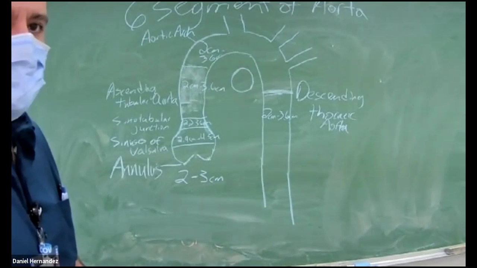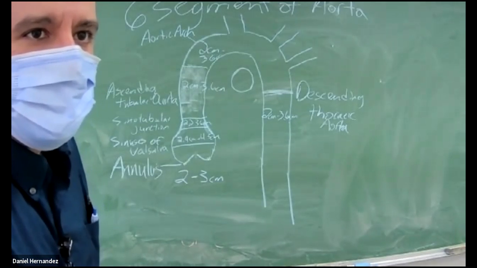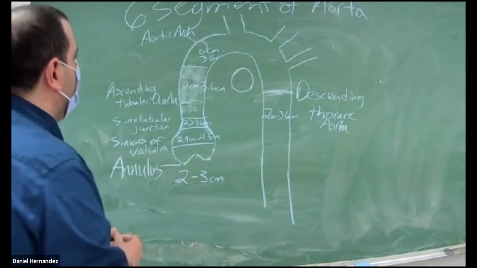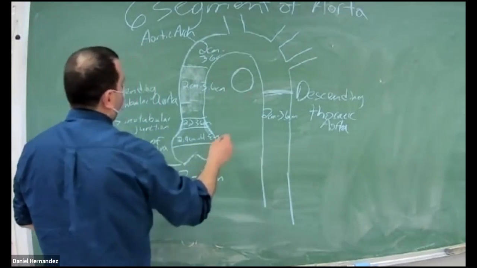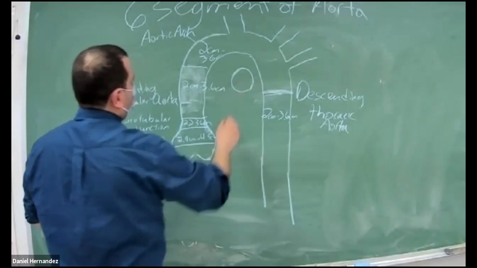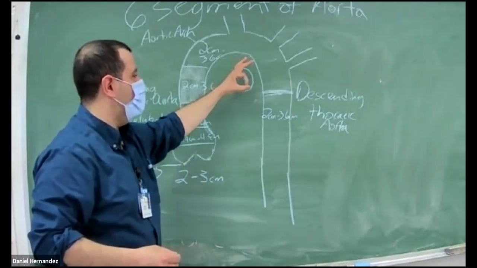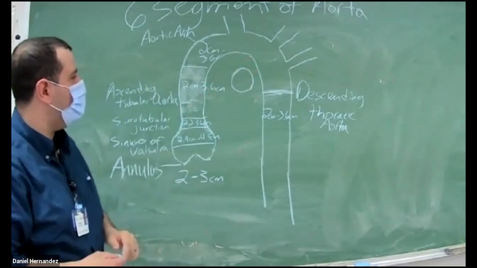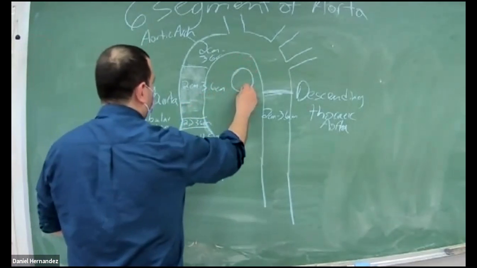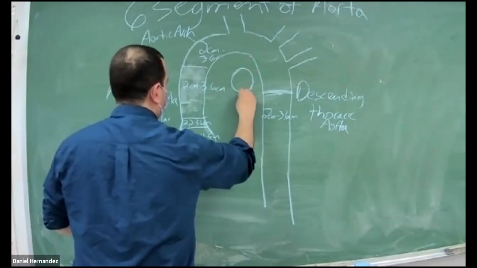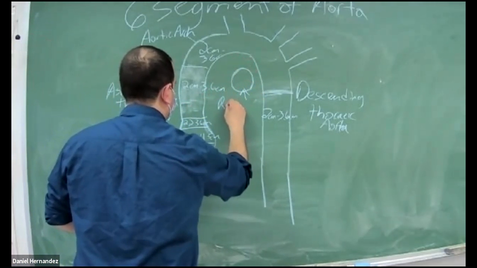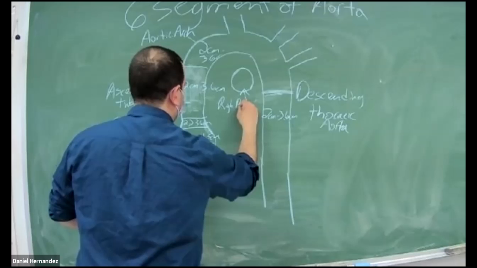So if we have to label some more structures on here, if we're doing our suprasternal notch, you'll potentially see a little oval vessel sitting in the arch. This is actually going to be our right pulmonary artery.